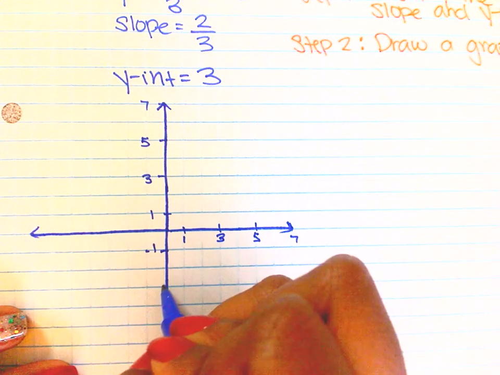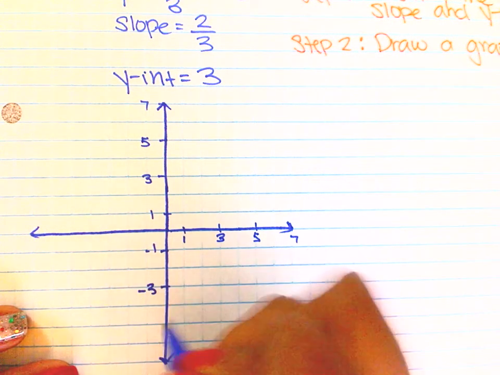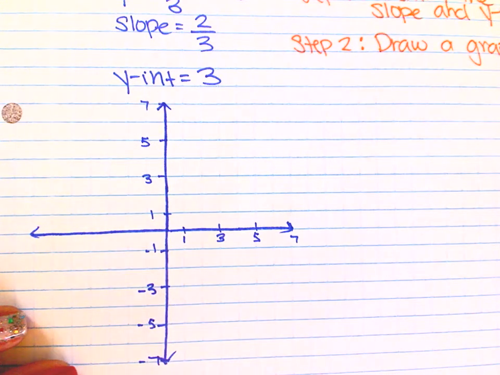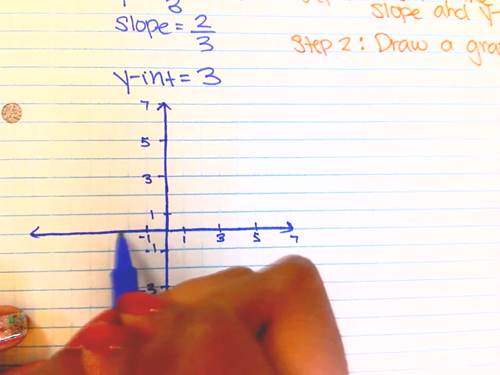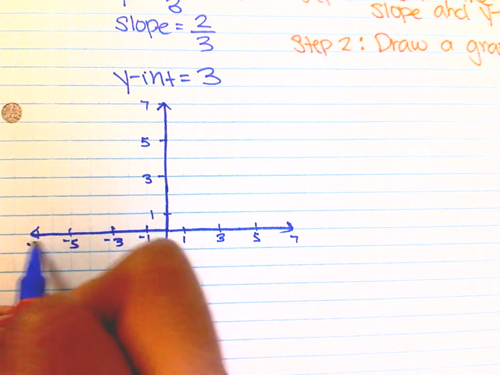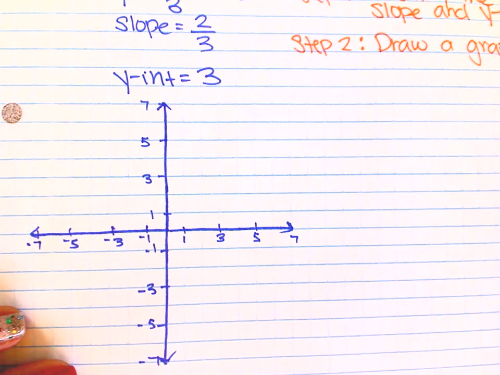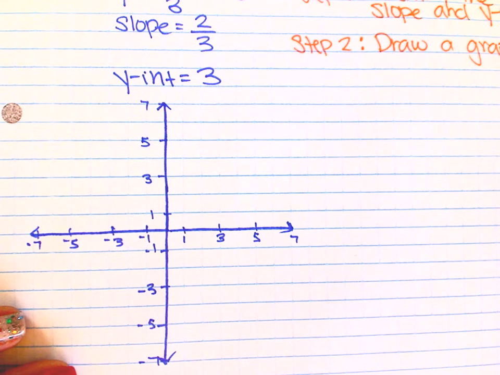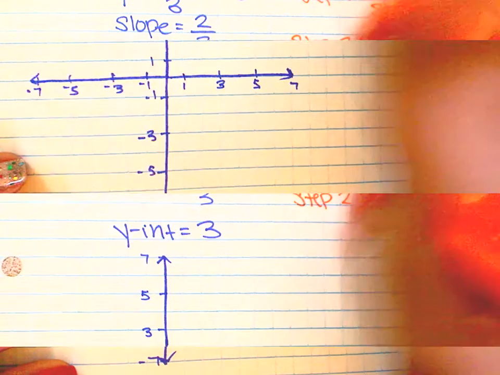Negative 1, negative 3, negative 5, negative 7. And then I have negative 1, negative 3, negative 5, negative 7. You can label by 2s, or you can label every single number. I'm just going to label by odds, 1, 3, 5, 7, because I know that the y-intercept it crosses is 3. Now this is very simple. It's simpler than you think.